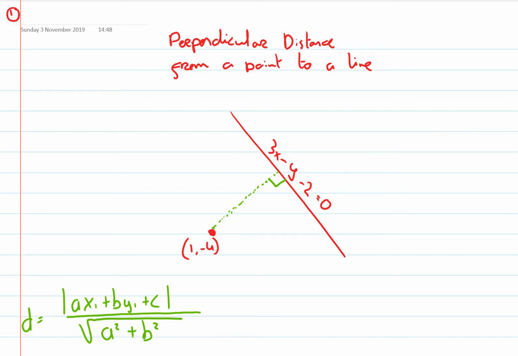In this video we're going to find the perpendicular distance from a point to a line. So here's our line, 3x minus y minus 2 equals 0. Here's our point, there. And the perpendicular distance then is the distance from that point to the line, which makes a right angle with the line. It's basically the closest distance to the line from the point.